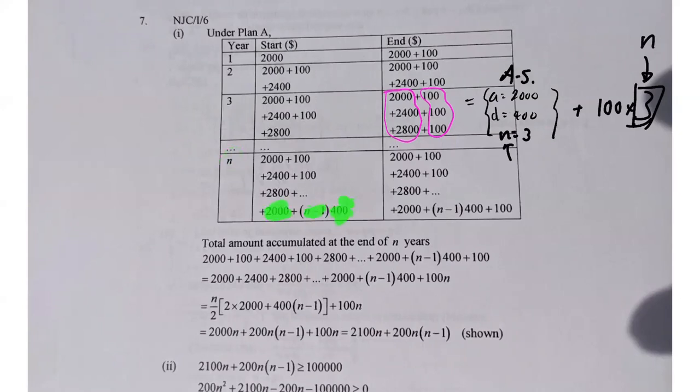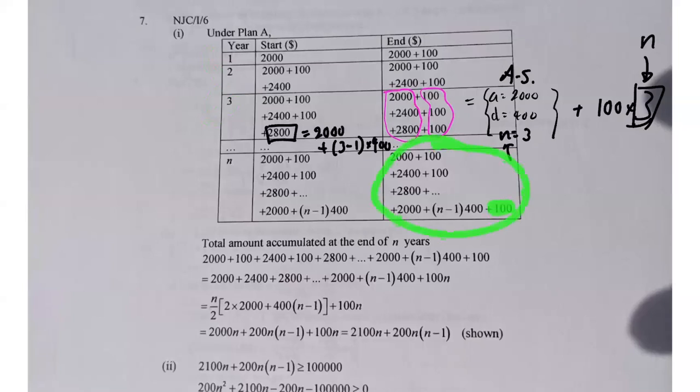Is this part clear to you? Can you see the pattern? Yeah, can. Because I'll just show one example. 2,800 is the same as 2,000 plus 3 minus 1, which is 2, times 400. Because plus 400 2 times. At year 3, he has to add on 400 2 times, which is 3 minus 1 times. Okay? And then finally, you add on an extra 100.